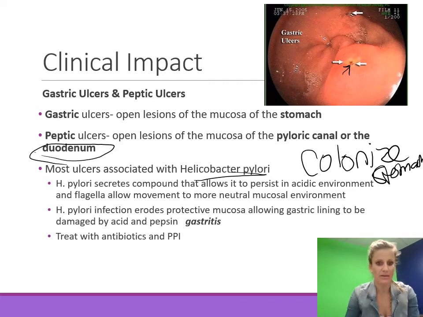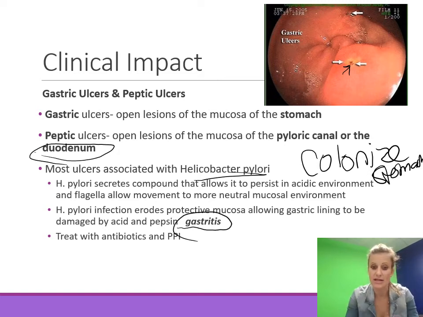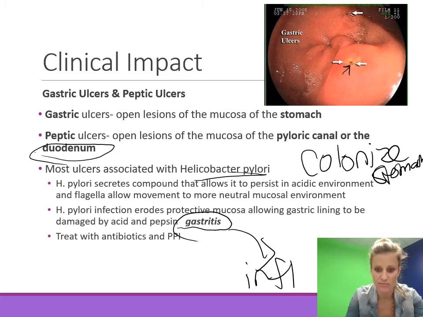H. pylori also has a flagellum-like movement that allows it to move to the mucosal environment, so the mucosal edge of the stomach, where it's more neutral and protected. H. pylori infection stimulates an inflammatory response in the mucosa, and it erodes or eats away at this protective mucosa that's protecting the gastric lining. So the gastric lining ends up being eaten away and damaged by the acid and pepsin that are present in the gastric juices. This is referred to as gastritis, when there's inflammation of the gastric lining.